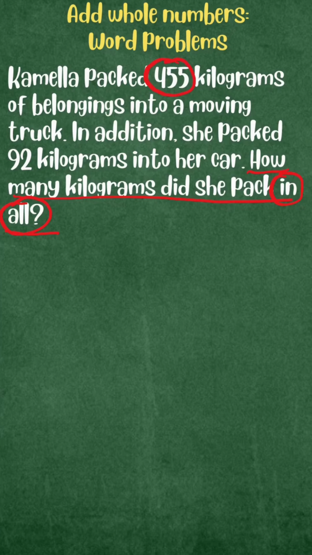Camilla packed 455 kilograms of belongings into a moving truck. In addition, she packed 92 kilograms into her car. How many kilograms did she pack in all?